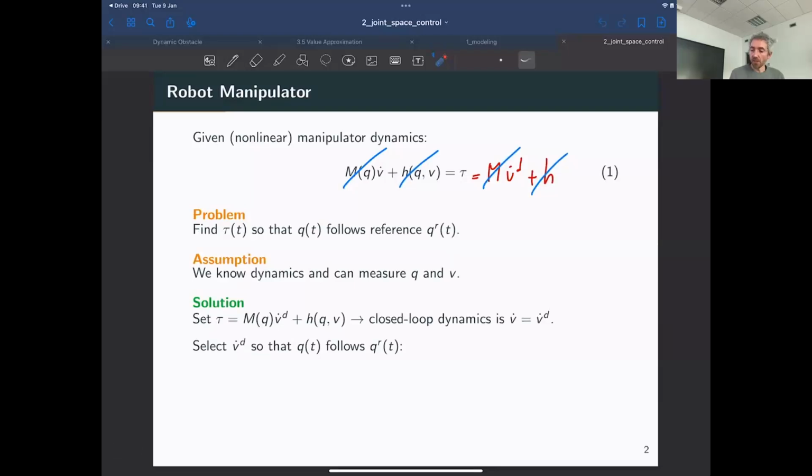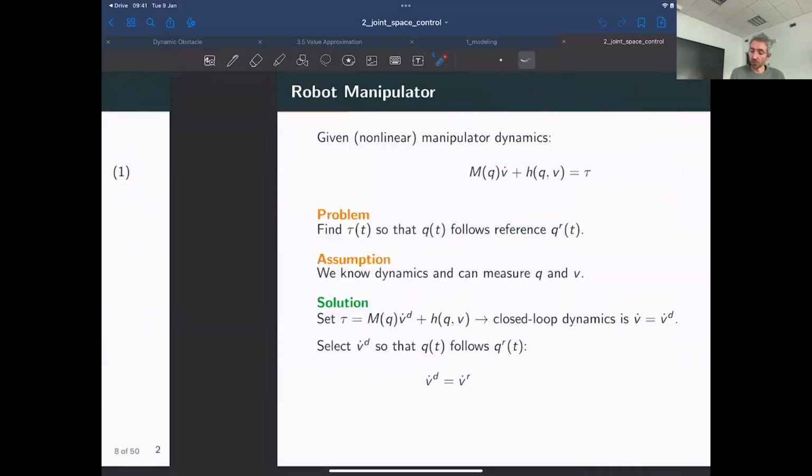And now we just need to select v dot desired so that q follows q reference. But this is a linear system regulation problem, so it's very simple. We have direct control over the acceleration of our system, so making it converge to a reference trajectory can be done with a very simple proportional derivative controller.